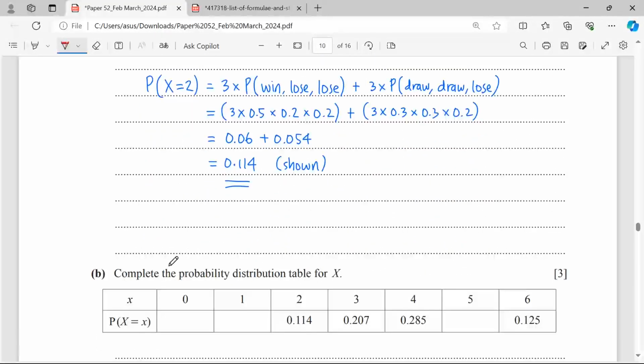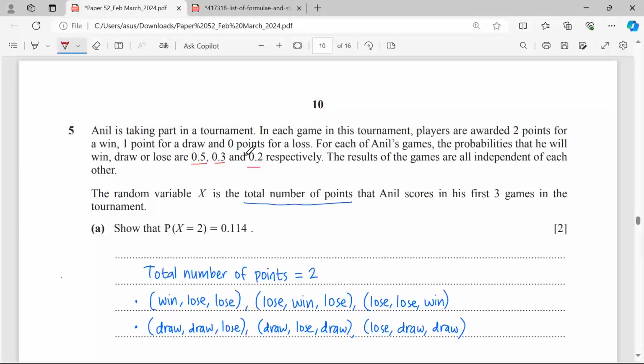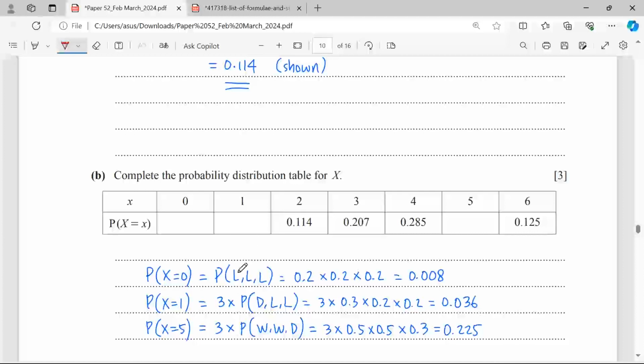Okay, part B. Complete the probability distribution table for x. We have 3 missing values here for x equals 0, x equals 1, and x equals 5. Alright, now for probability x equal to 0, we have to think how can we get the total number of points is equal to 0. That means all of the games he should be lose, right? Because the points is 0. So that means for the first one, lose, lose, lose, and the probability is the following.